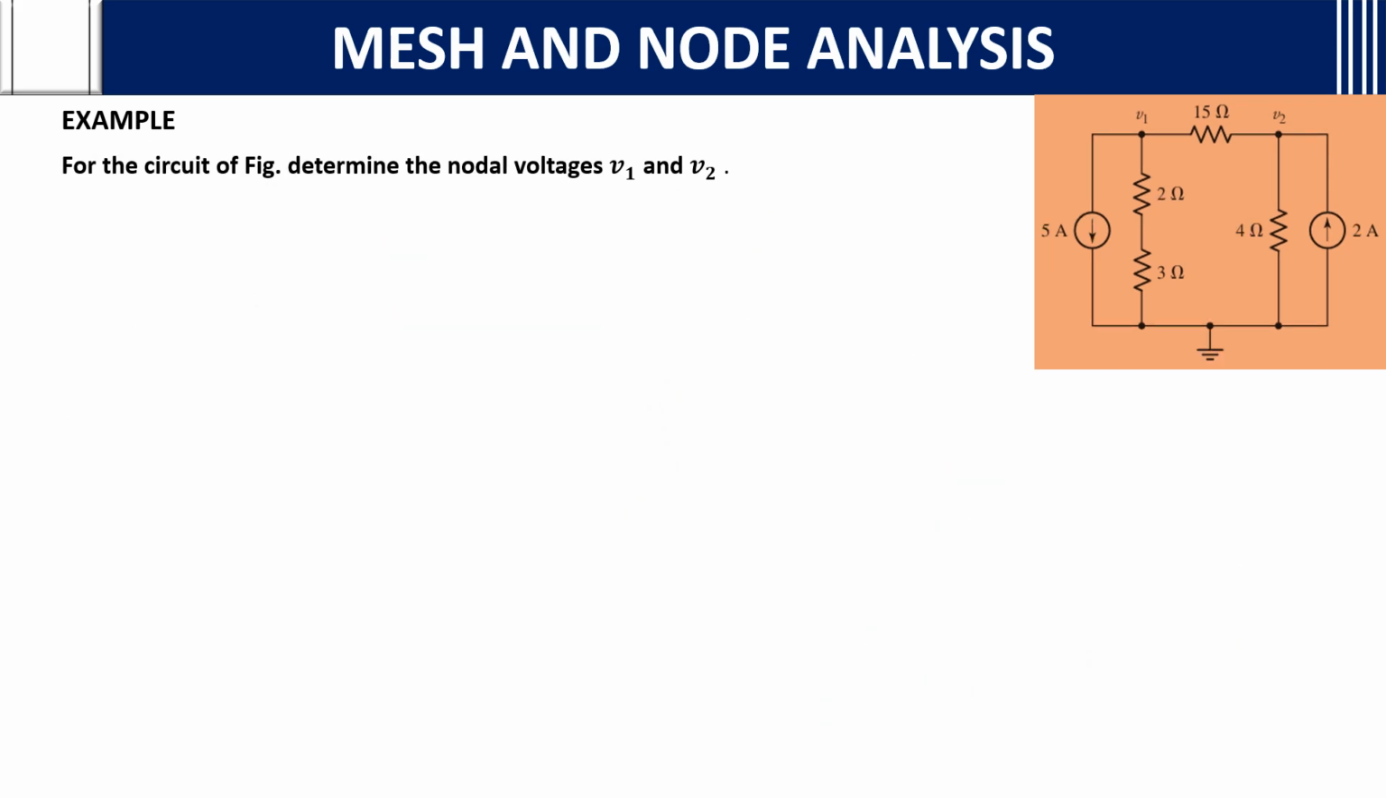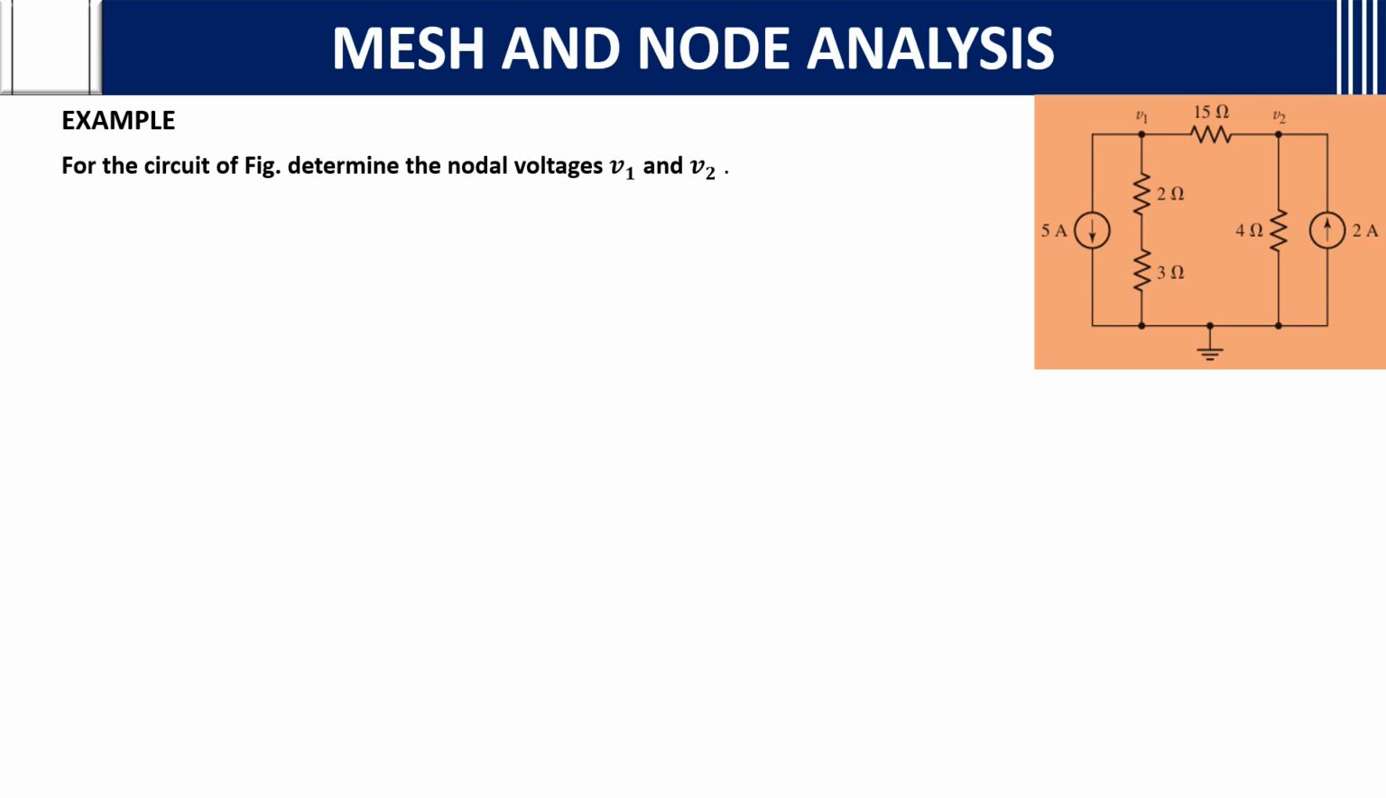Then we have, for the circuit figure, determine the nodal voltages V1 and V2. For this circuit, we need to find the nodal voltages V1 and V2 again. It looks the same, no? The only difference is the current here. It is reversed, going out of the node. We will see how to write the equations.